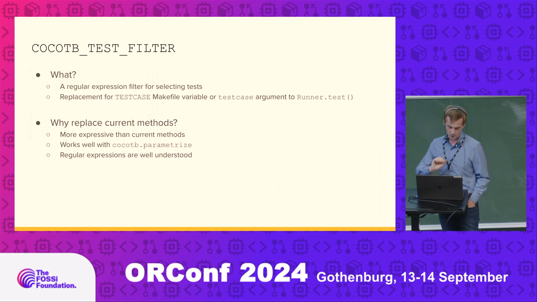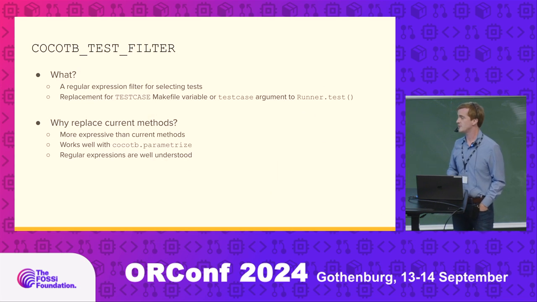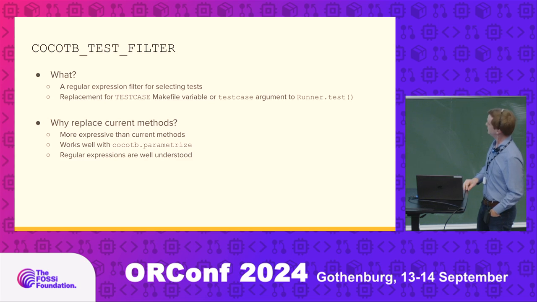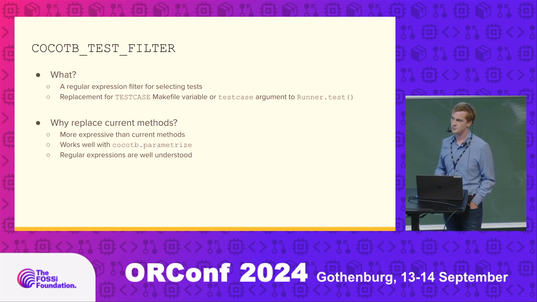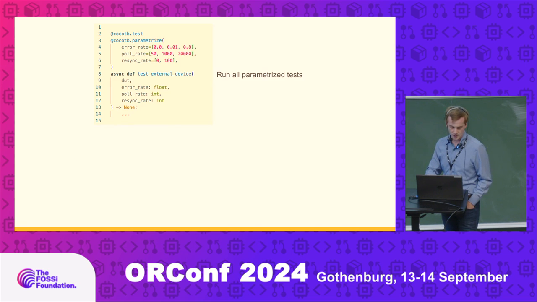And that works really well with the next feature, cocotb test filter. So this is a replacement for the test case variable. And it's going to be a regular expression, which is going to allow you to select over multiple tests a little bit more easily. And so we're going to go through a couple examples here.